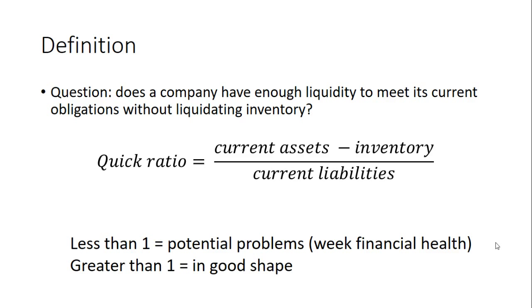And when we look at this ratio, if you've got it less than 1, that's going to indicate potential problems. So that's suggesting that it's got very weak financial health, though there are some complexities involved. Because if you pay people very late but take in money very quickly, you can survive with quite a low quick ratio. However, if it's greater than 1, that is very suggestive of a company that's in reasonably good financial health. This is an indication.